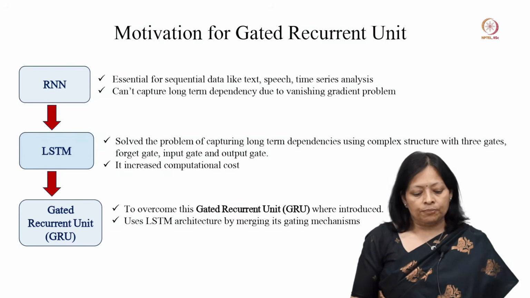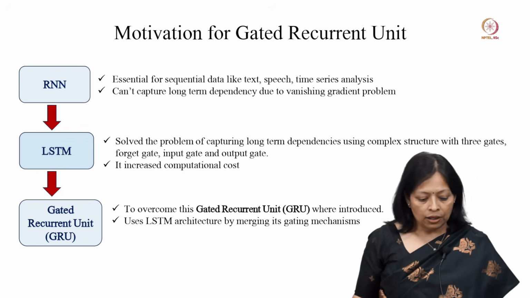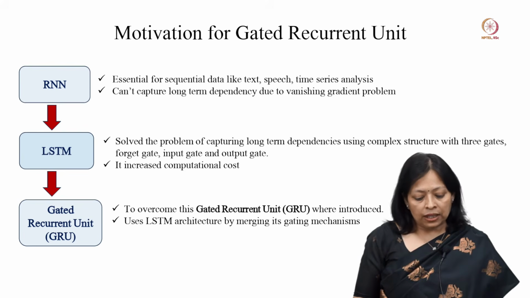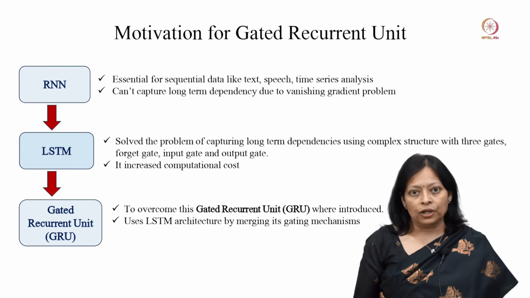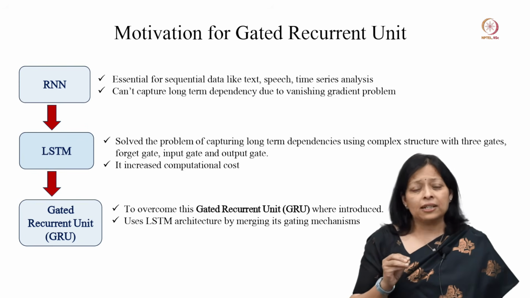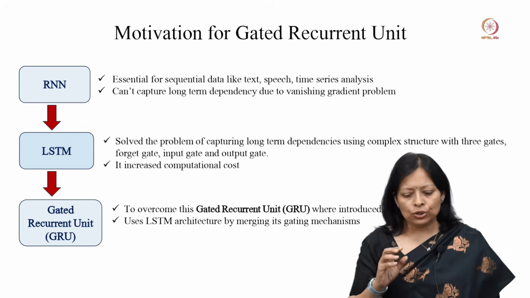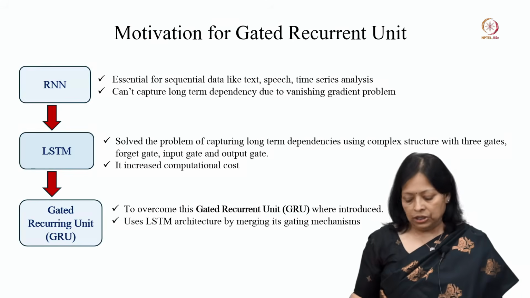To reduce the computational cost came the gated recurrent units, which overcome this problem of computational cost, and it uses the LSTM architecture by merging its gating mechanism. So, it uses the LSTM's structure, but it merges 3 gates into 2 gates. So, we will see how GRUs work.